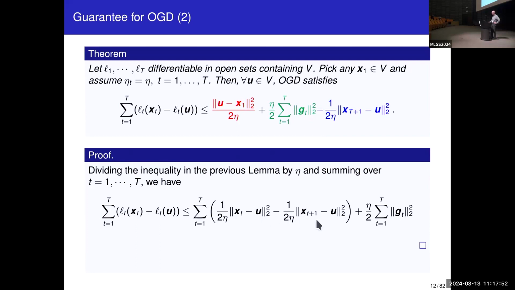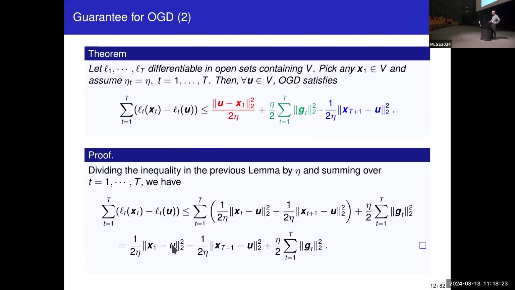Now, if you observe this difference here, this is what we call the telescopic sum. Because for t equal to 1, here you have x1, and here you have x2. In the second term, here you have x2, and here you have x3. So x2 is appearing first with a plus sign, and then with a minus sign. And so they basically simplify each other when you do this sum. And so the only terms that will survive in this sum are the first one and the last one.